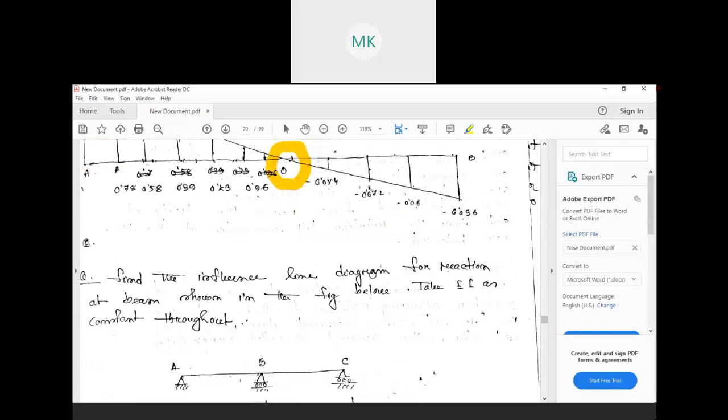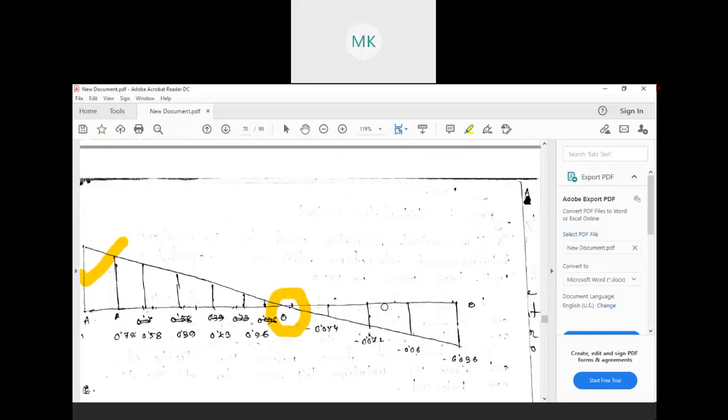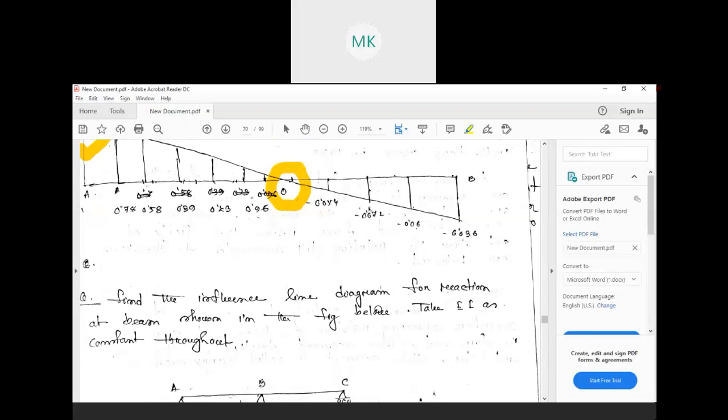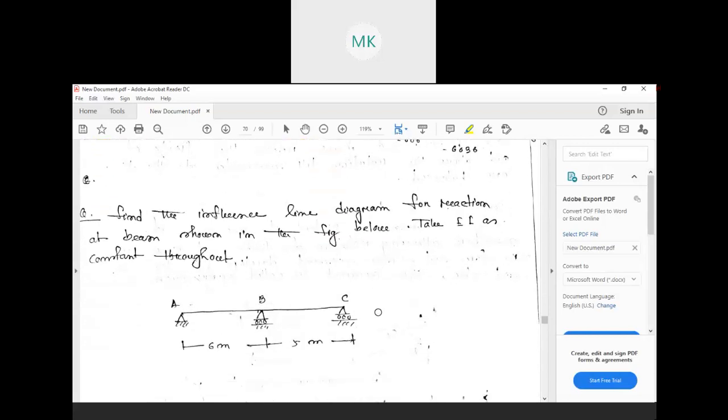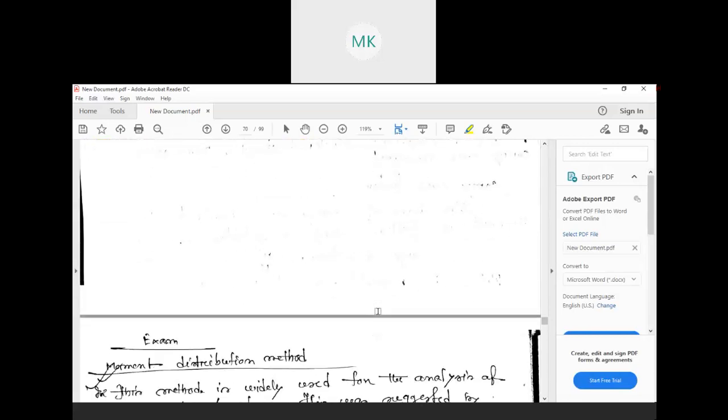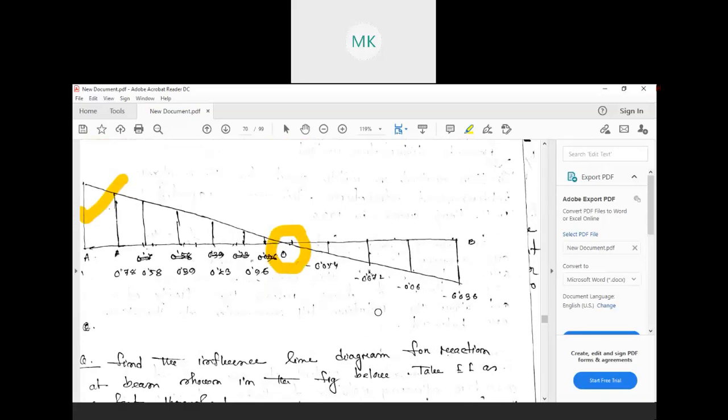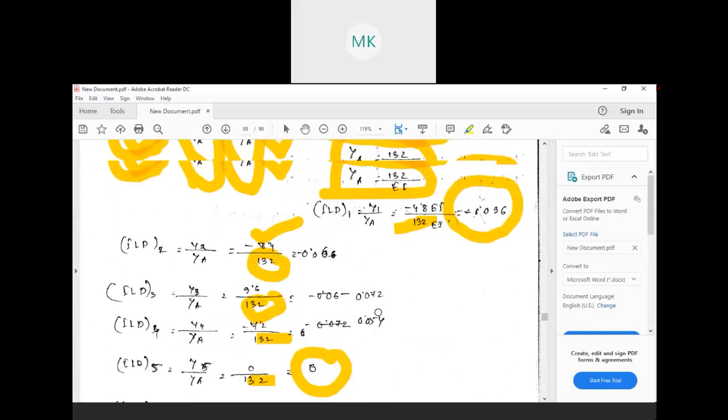So please try to do this. It's a very easy numerical. Just do it step by step. You can easily understand and you will easily be able to do it. Okay. Does anyone have any doubt? You can ask me. Okay.